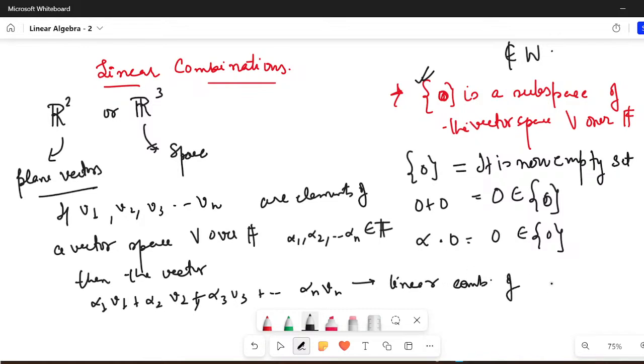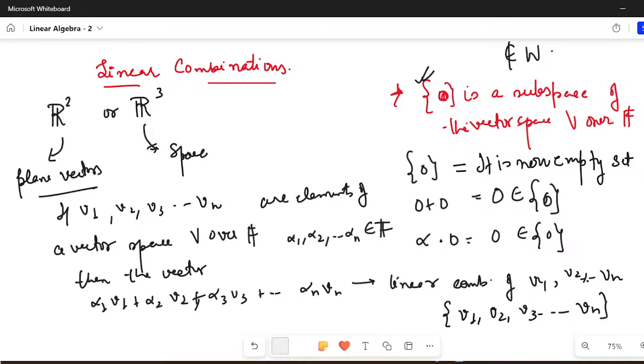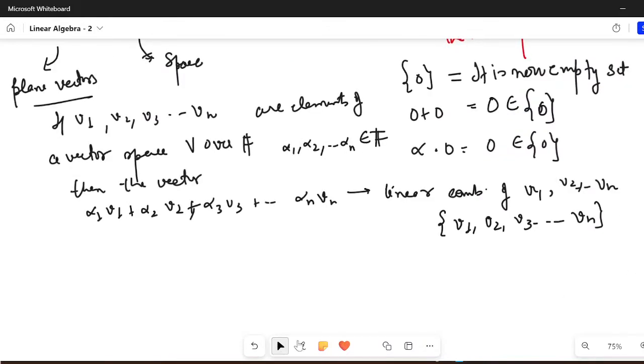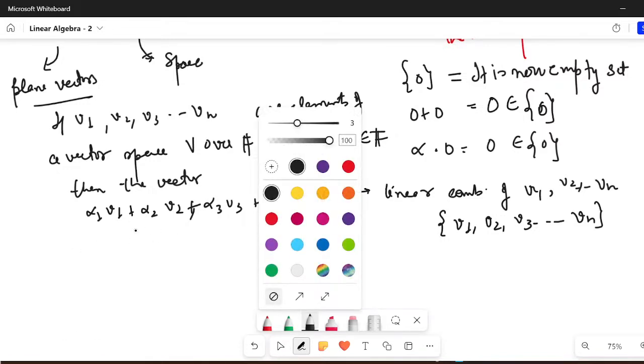This is called the linear combination of v1, v2, v3, up to vn, or at times this is referred to by the set written in curly braces. If I write it in this curly braces notation, I am implying that I'm referring to the linear combination of v1, v2, v3, up to vn. Always remember that this particular set, after all, will belong to what?